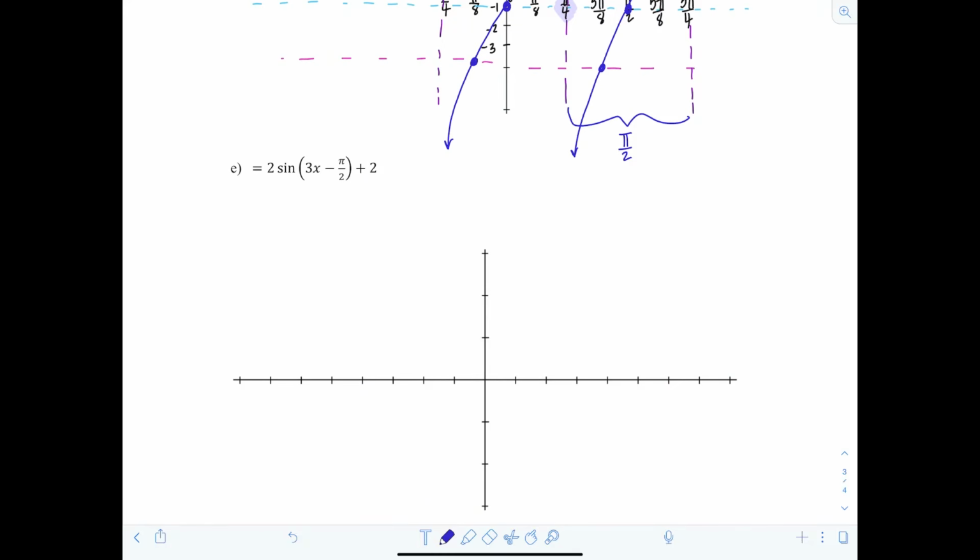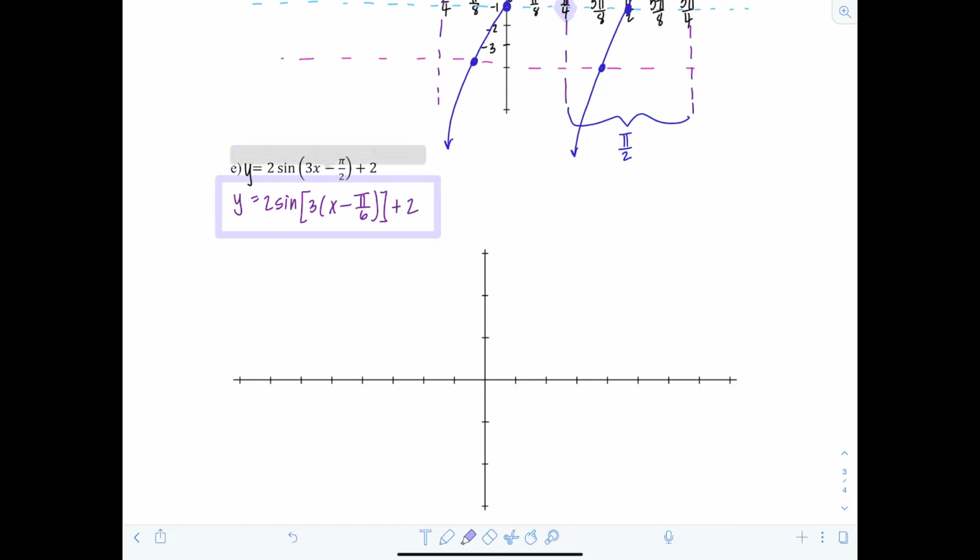So y, oh my goodness, y equals 2 sine of 3x minus pi over 2, plus 2. All right, so let's get the worst part over with first. Let's factor out that 3. So y equals 2 times sine of 3 times x minus. Now divide by 3, multiply by a third. This is going to become pi over 6, plus 2. Looks good. Let's box it. I'm proud of it, aren't you?